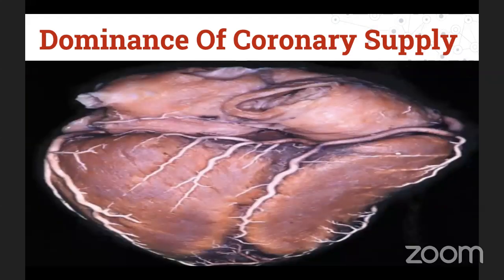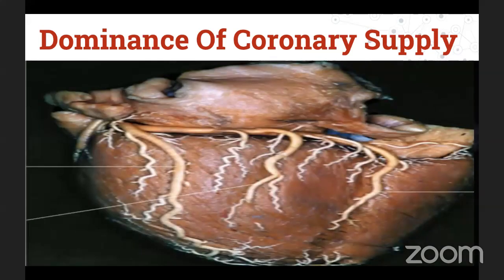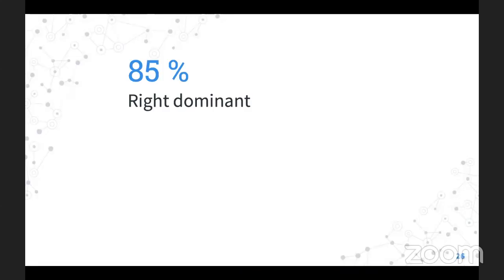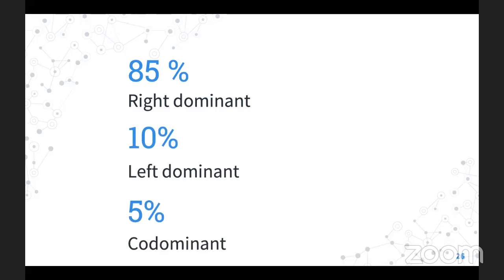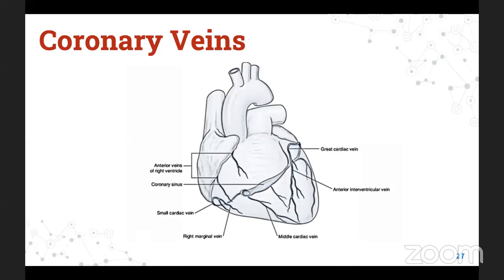This picture shows the right dominant origin of the PDA, and this is the left dominant of PDA. In regard of percentage, in 85% of population, it's right dominant, which is PDA originates from the right coronary artery. 10% is left dominant, and 5% is co-dominant. We finished talking about coronary arteries. Before we move to talk about the coronary veins, any questions in regard of coronary arteries?